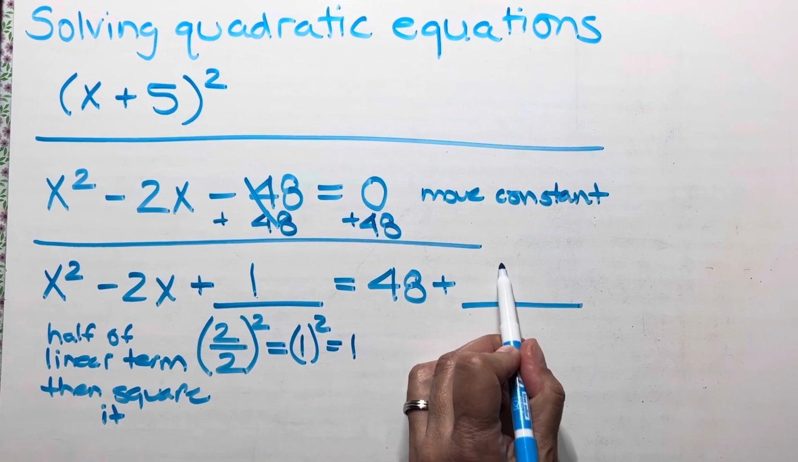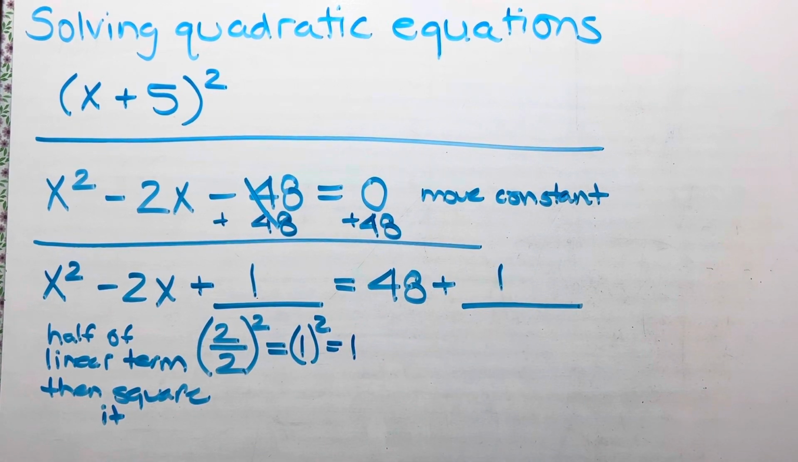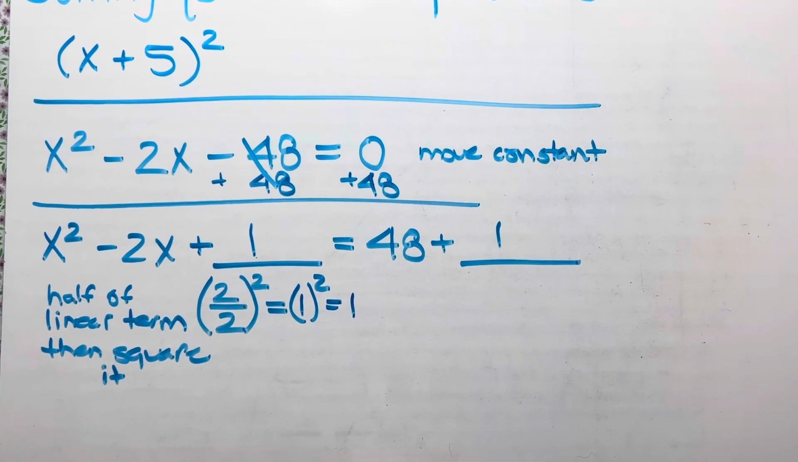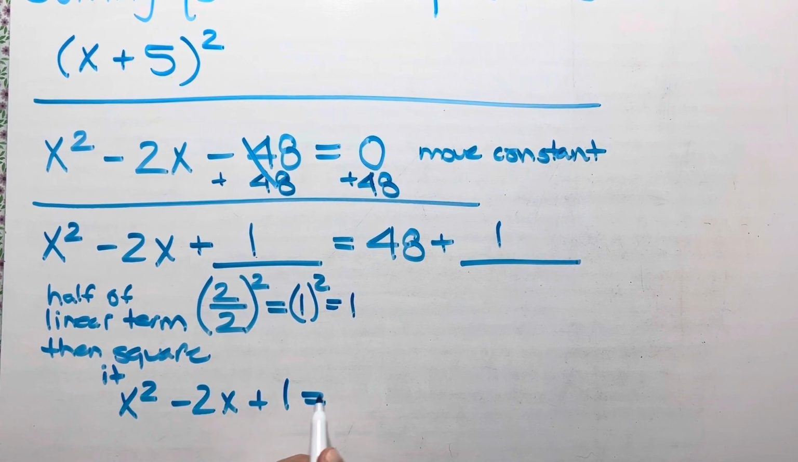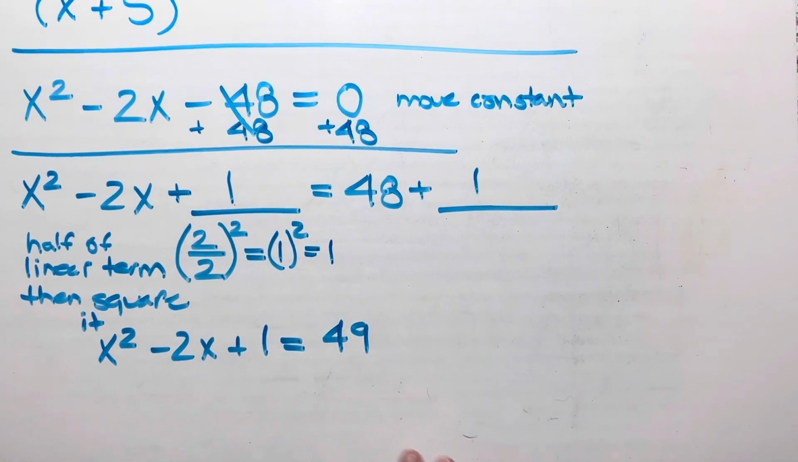Now, remember from your first rules of equations, whatever you do on one side, you've got to do the same thing on the other side. So I need to add the 1 over here to keep my equation balanced. Okay, you have now done the hardest part, which is actually what we did to complete the square. So now I'm going to take my x squared minus 2x plus 1, and now that's equal to 49. And I'm like, oh, that looks fantastic.